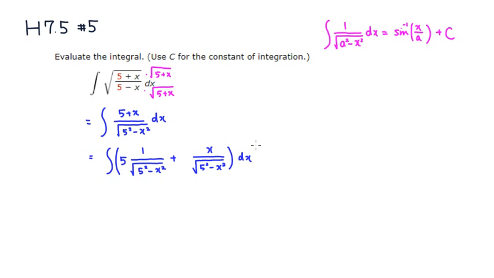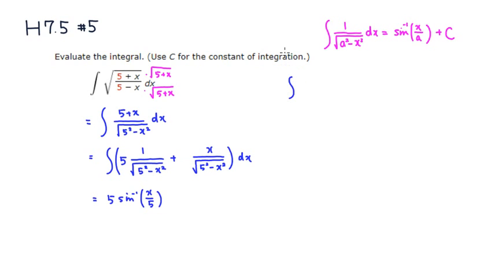For the first one, we can use this formula. If you have 1 over the square root of a squared minus x squared, then you're going to get the arcsine of x over a. So 5 is still there, but this is going to be 5 times the arcsine of x over a, in this case 5. For the second one, you can use the general power rule if you like, but I'm going to actually use a substitution, so I'm going to do it separately here.